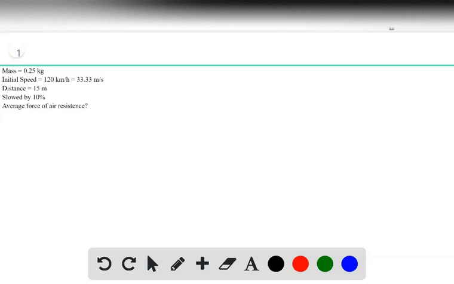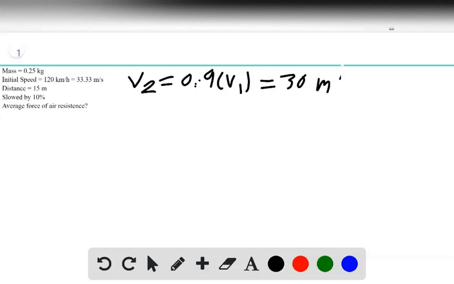We're told that the ball slows by about 10%, which means that the final speed, which I'm going to denote as V2, is going to be equal to 0.9 of V1, 90%. And that's going to be equal to 30 meters per second.